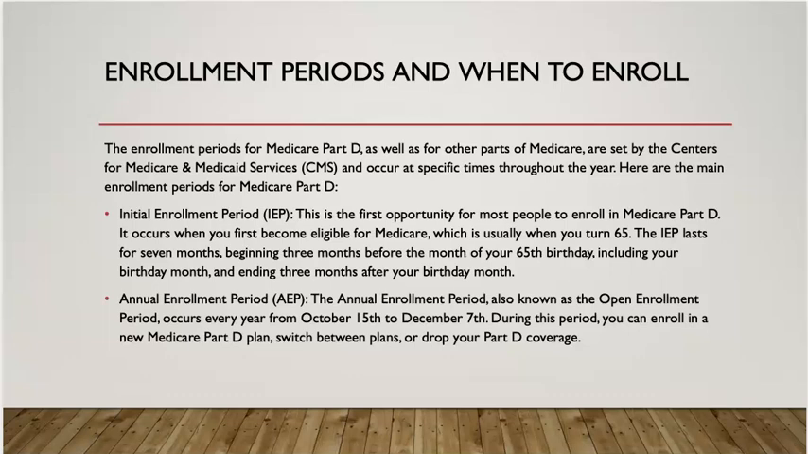There are enrollment trends. There are periods for Medicare Part D, just like all the other parts. There's an initial enrollment opportunity when you first become eligible for Medicare, when you turn 65 or you have an eligible disability. That IEP lasts for 7 months, beginning 3 months before the month of your 65th birthday, including your birthday month, and ending 3 months after your birthday.